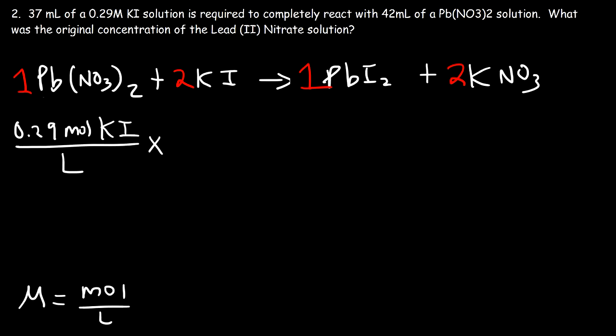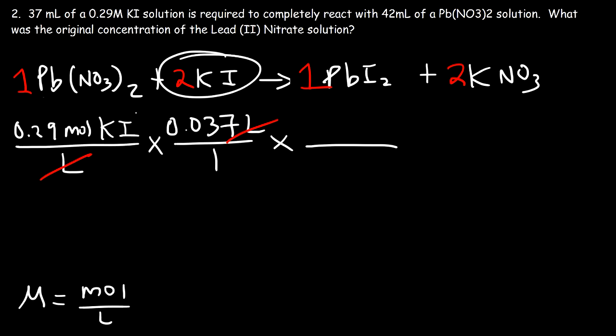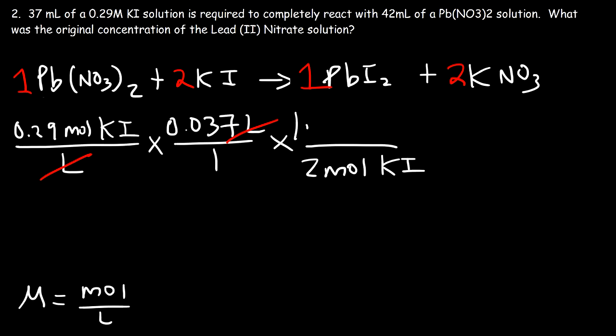Now what we need to do is multiply by the volume in liters. To convert 37 milliliters into liters, divide by 1,000. So that's going to make it 0.037 liters. So we can cancel the unit liters. Next, we need to change the substance from KI to lead 2 nitrate, and we can do that by using the molar ratio. So for every 2 moles of KI that reacts, 1 mole of lead 2 nitrate will react with it.